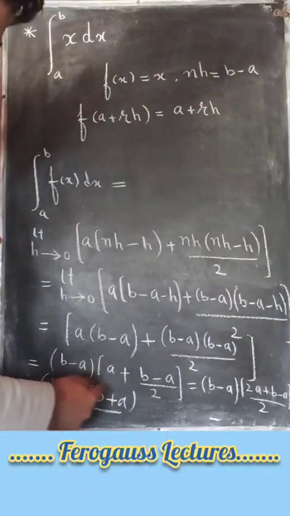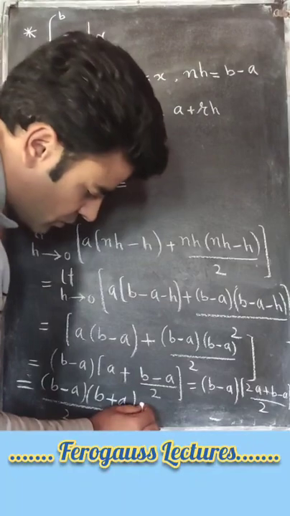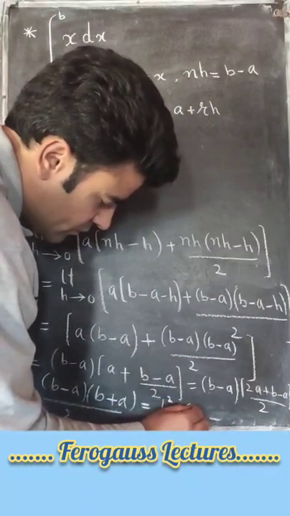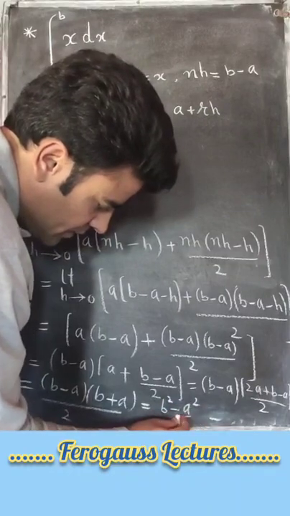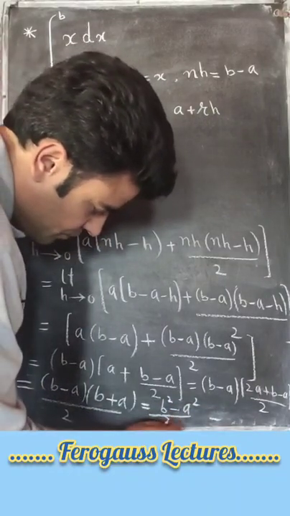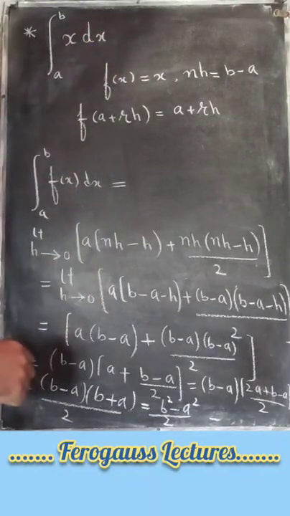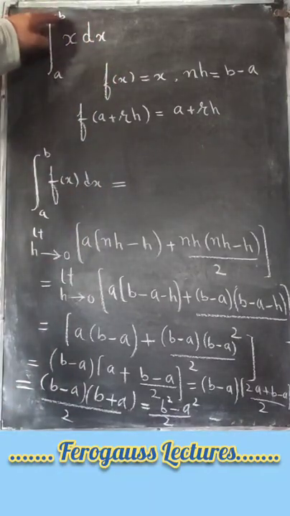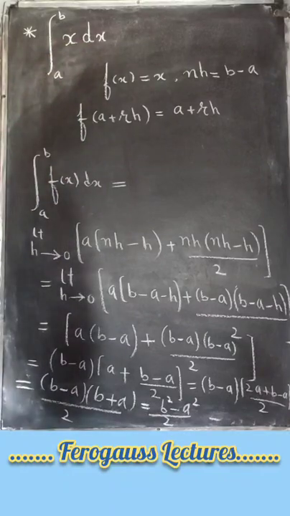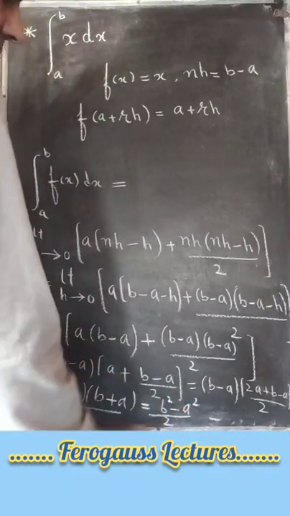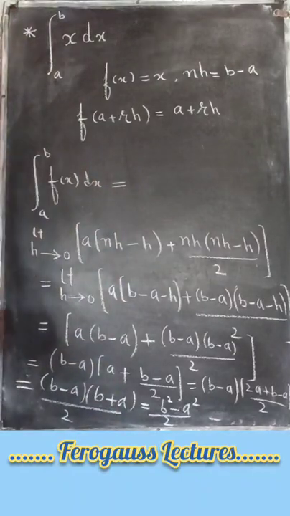Now b minus a into b plus a is equal to b square minus a square divided by 2. So that is the value of this definite integral. So integral a to b x dx is equal to b square minus a square divided by 2. That completes the question. Now let's evaluate one more definite integral.